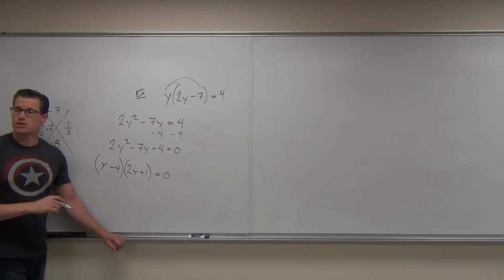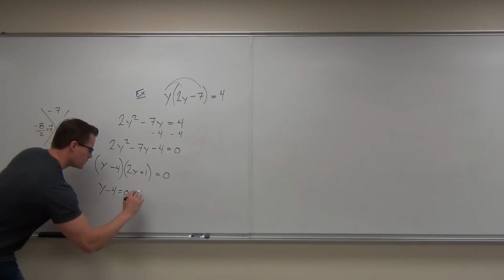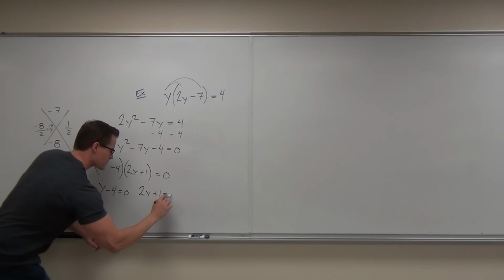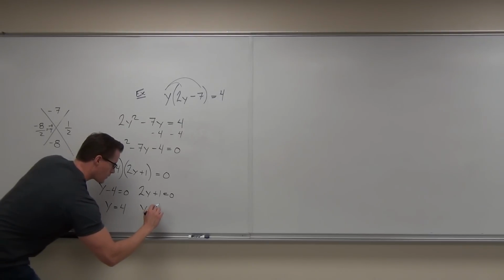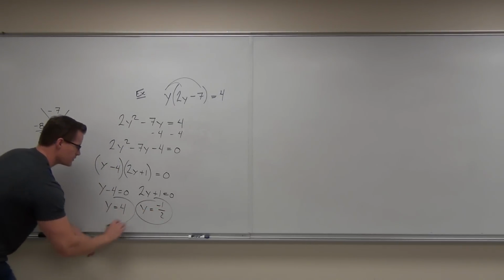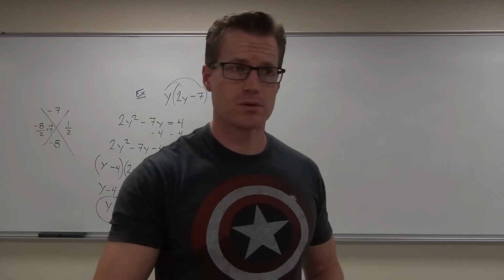Yes. Do we stop there? No. So y minus 4 equals 0. 2y plus 1 equals 0. For the sake of time, I'm just going to do the work for you. We get 4 and negative 1/2. Show of hands if you got that one. That's really good. That's really good. Did today make sense for you?